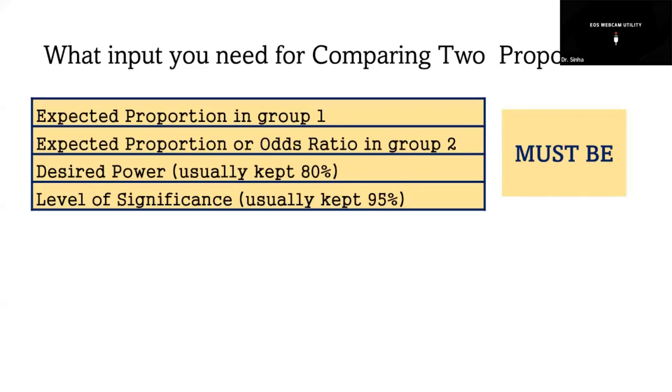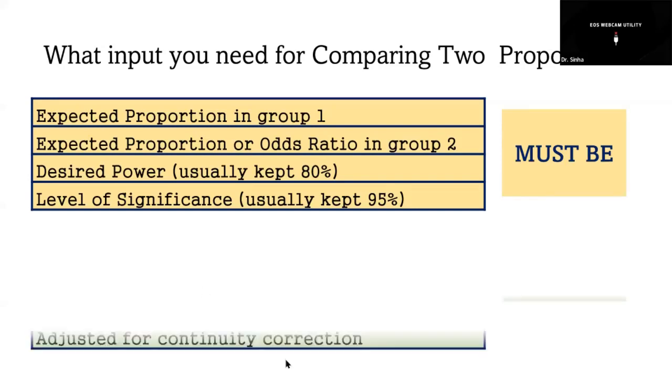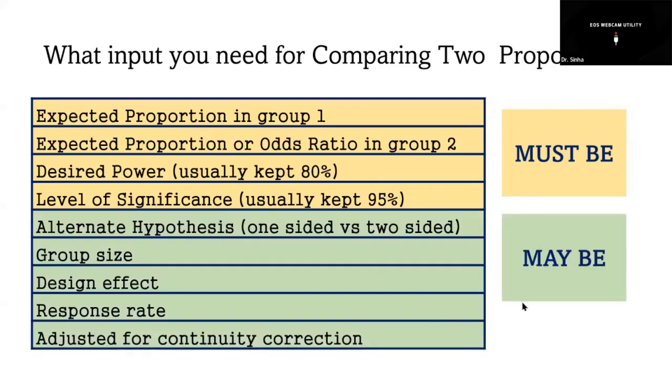And level of significance at 5%. It's by mistake we have written 95%. We keep the level of significance at 5%. And that is the alpha error. So this is a must thing. And then you have this alternate hypothesis. So it can be a one-sided or two-sided hypothesis, but we recommend you to have a two-sided hypothesis.